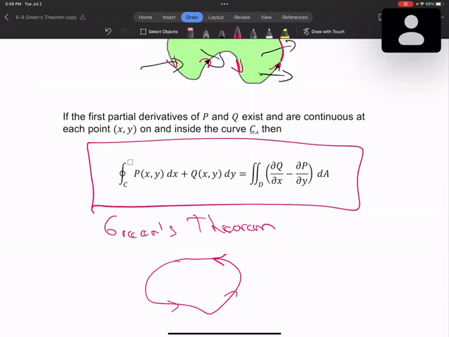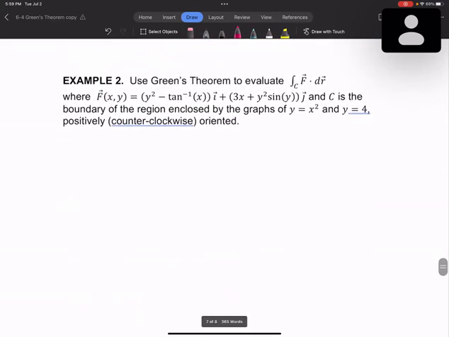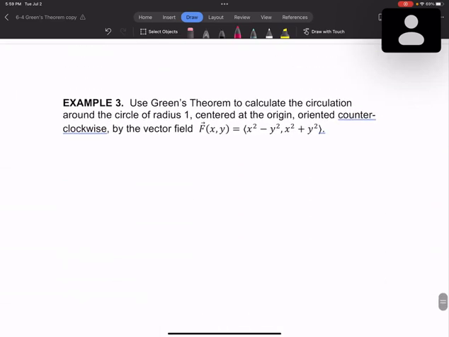Okay, so I think we can do one more and then we're done, for Green's theorem. Not this one, let's do the next one. Use Green's theorem to calculate the circulation around the circle of radius 1 centered at the origin, oriented counterclockwise, of the vector field. Okay. So we have a circle. It has to be oriented counterclockwise, so it's going to have this direction.